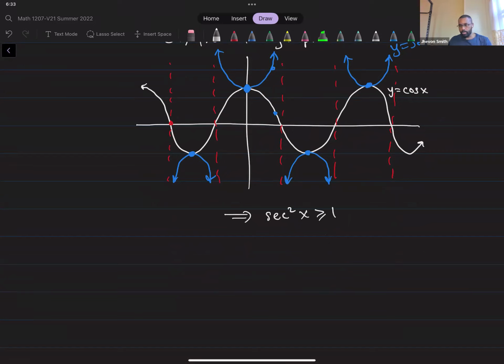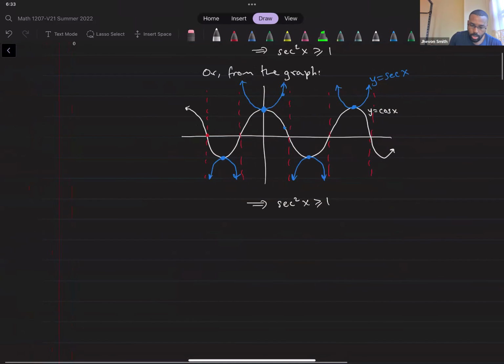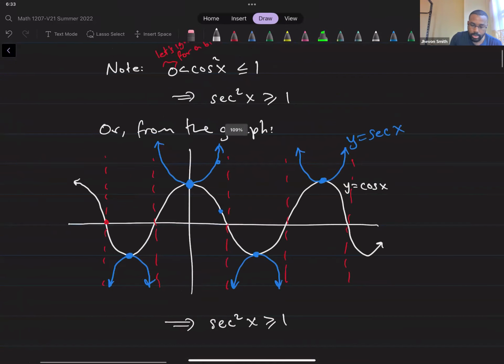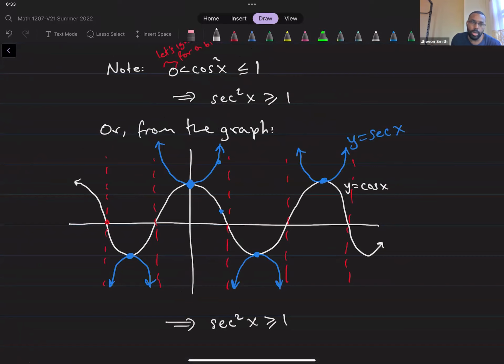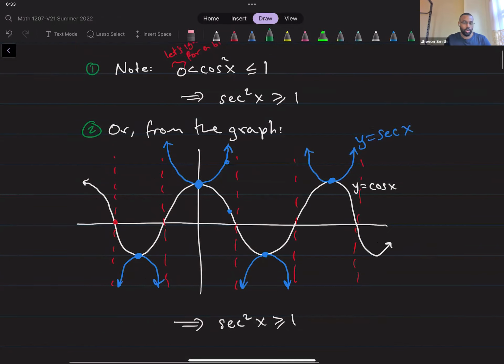Okay. In either of these ways of thinking about it, you come away with the fact that your secant is bigger than 1. Your secant squared in particular is also positive and bigger than 1.